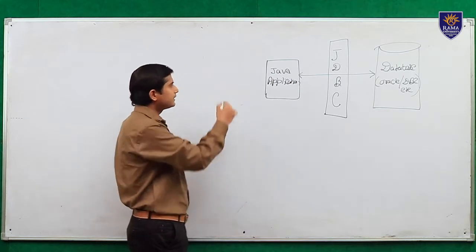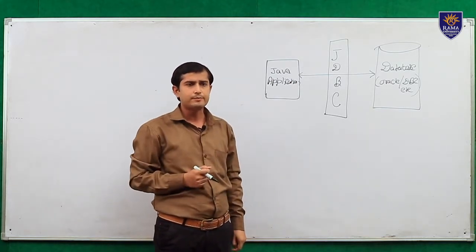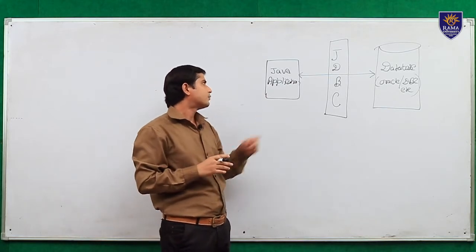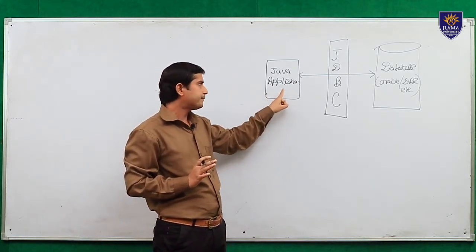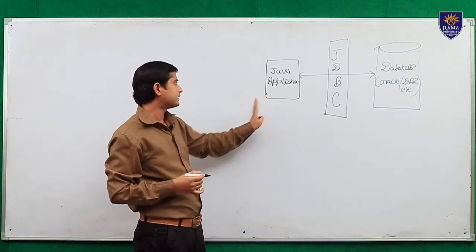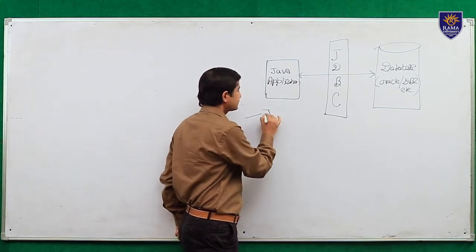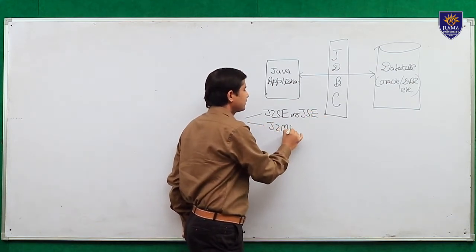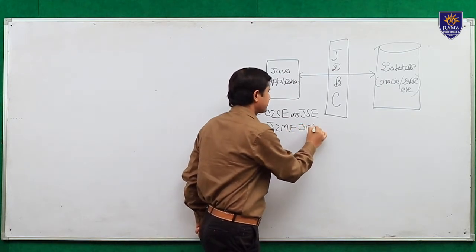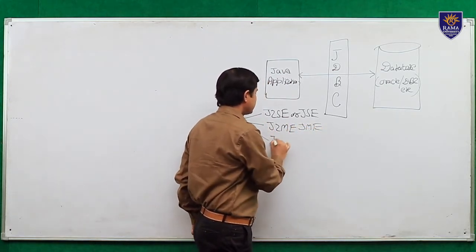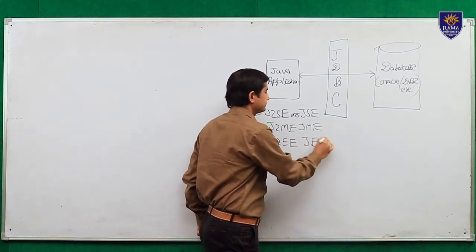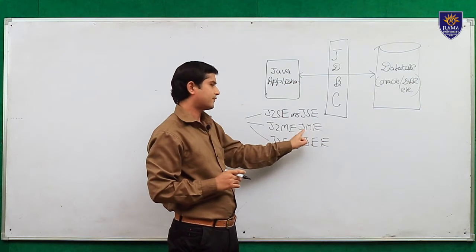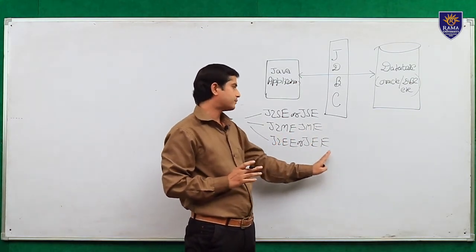One more thing we want to know: there are various types of Java applications, like standalone applications, web applications, distributed applications. There is a variety of applications we can build using the Java programming language. Mainly, Java comes in three flavors. One is J2SE or JSE, second is J2ME or JME, and third is J2EE or JEE. That is Java 2 Standard Edition, Java 2 Micro Edition, and Java 2 Enterprise Edition.